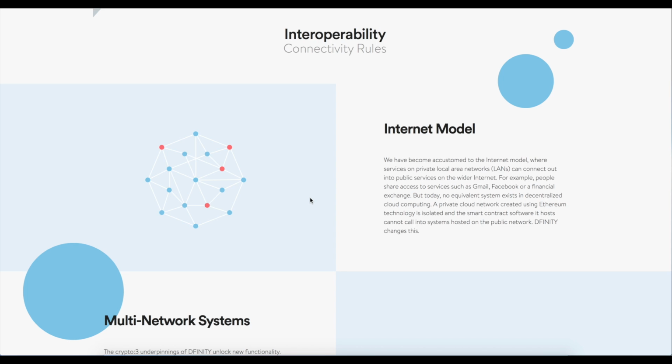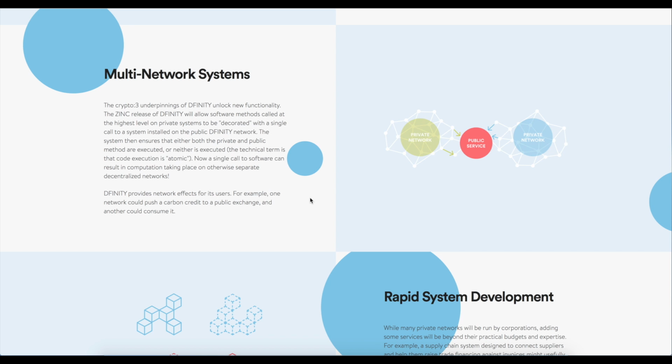Interoperability. With other blockchains, for example Ethereum, the smart contract on the Ethereum blockchain works only on the Ethereum blockchain. Just as an example, the dApp CryptoKitties only works on the Ethereum blockchain. But with Dfinity, they will integrate blockchains with the internet, and there will be interoperability between the two because they are providing decentralized cloud services to different organizations and big organizations like banks. So interoperability is a key factor here. Then they have a multi-network system. For example, different private networks will be connected with one public service. If the service is initiated, it will happen on both private networks at the same time, and the technical term for this is atomic.